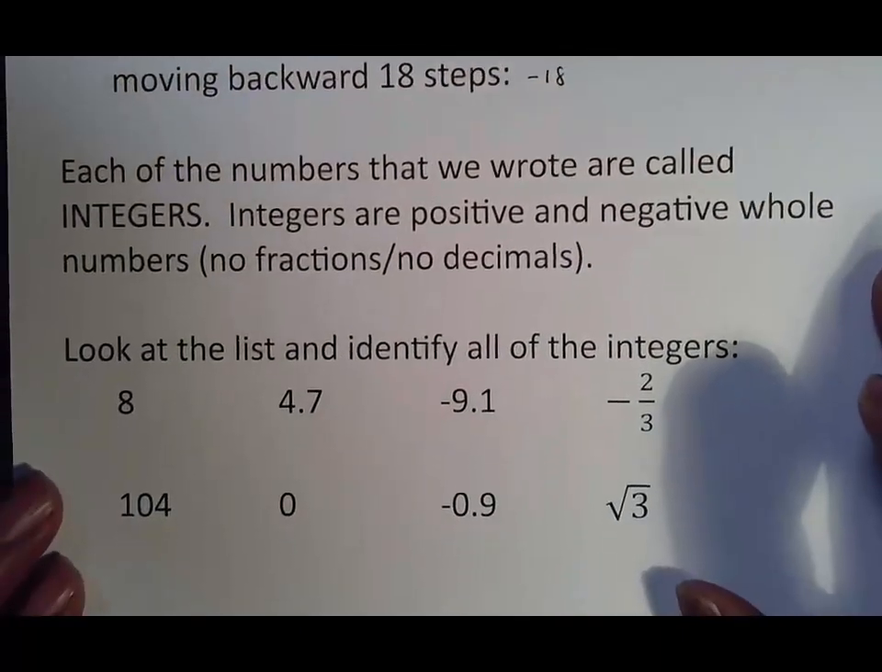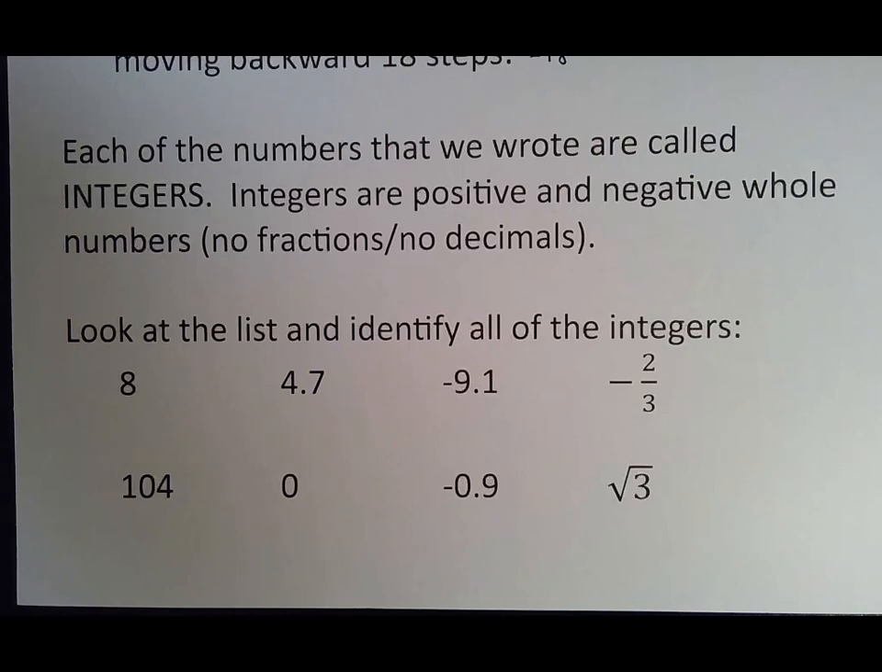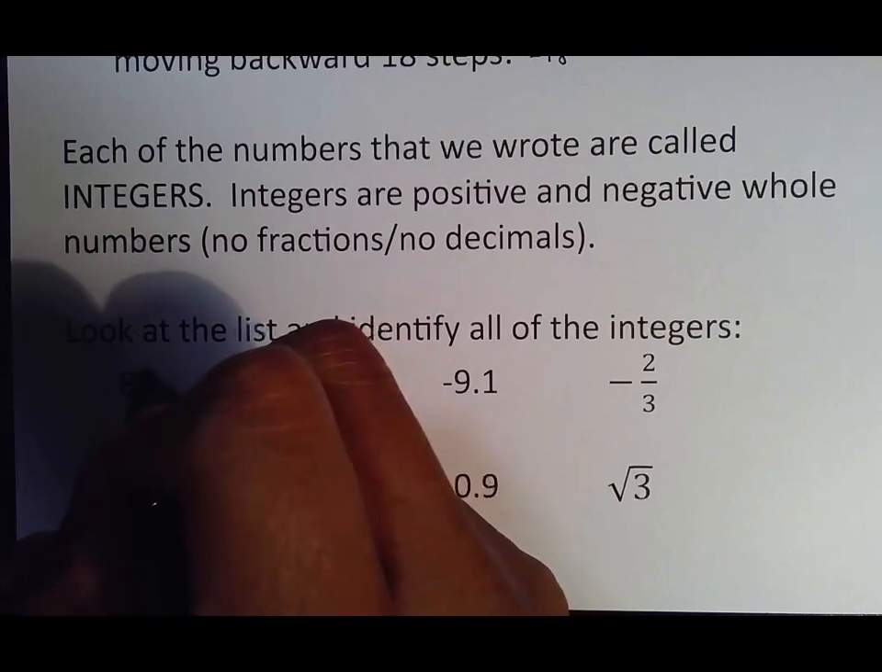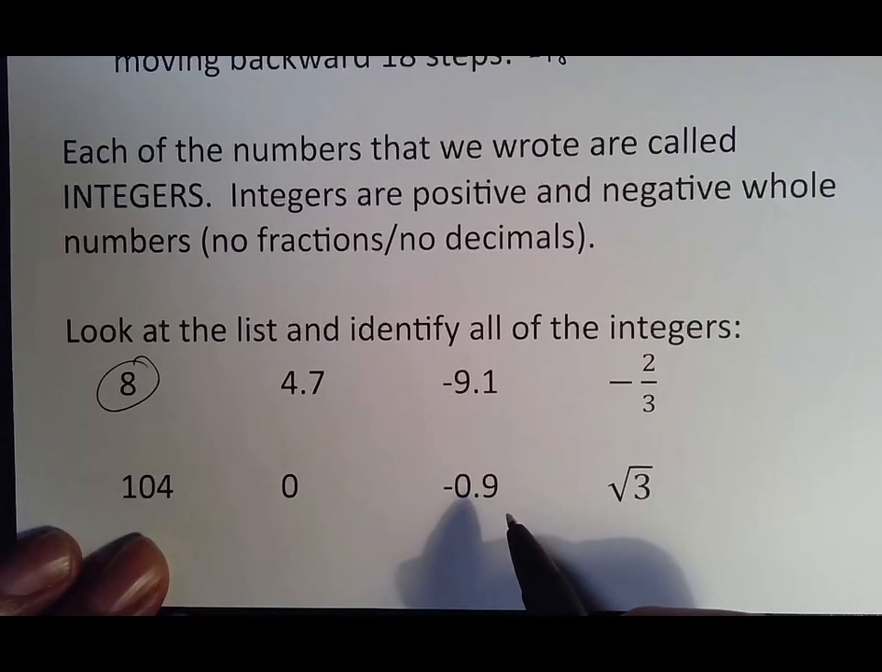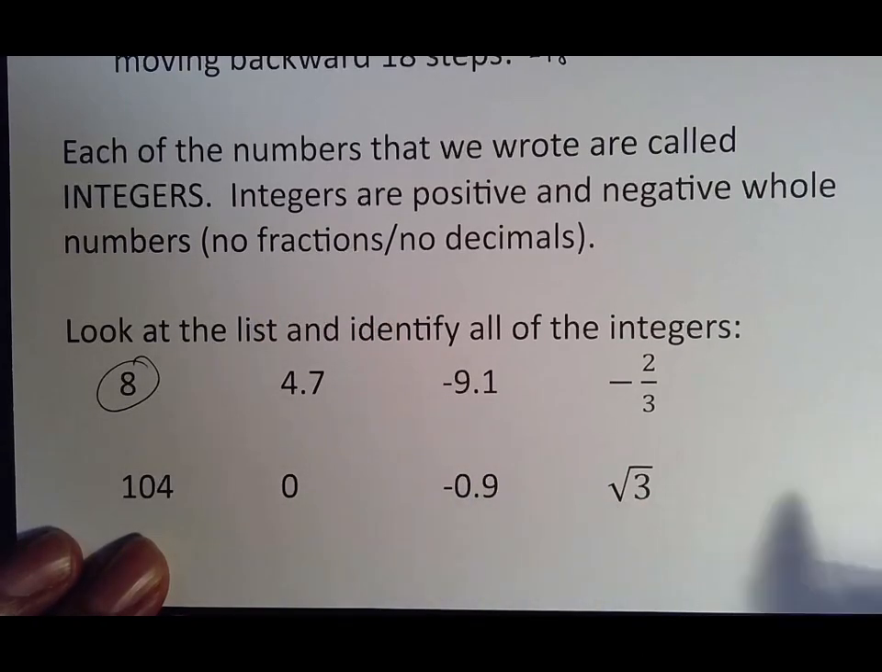Take a second to look at this list and pause the video if you need to, to see if you can identify all the integers in here and just see how many you notice are in the list. You should see 4 of them. This is an integer. It's a positive 8, whole number. I'm sorry, I think you should see 3 of them.